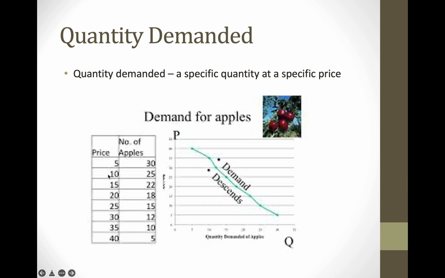So if price goes up, we see our quantity goes up. But if we change the price, this curve stays the same. We're just moving up and down this same curve.